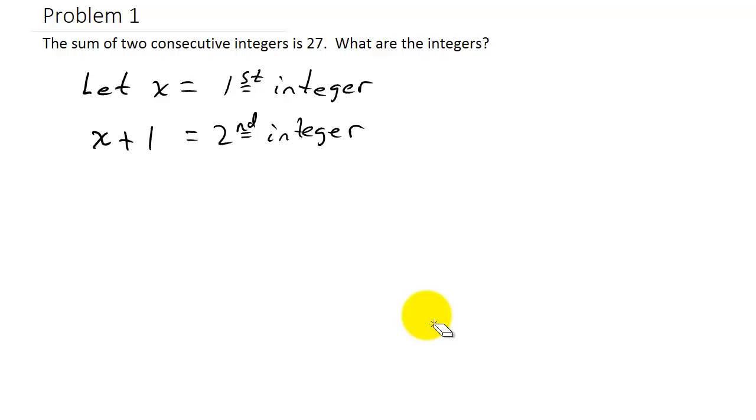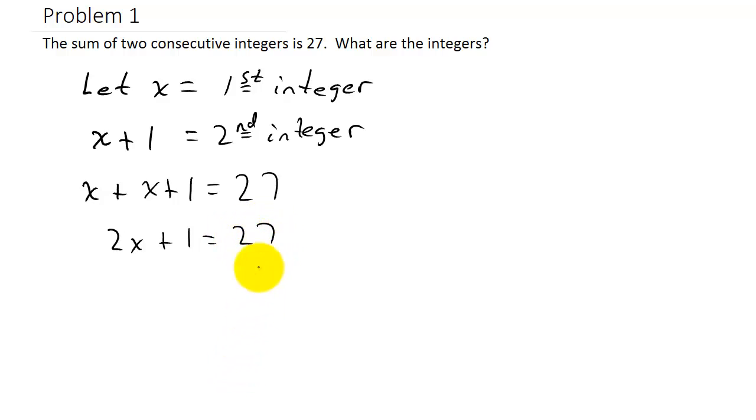So it says the sum of two consecutive integers is 27. So that means if I take this first integer plus the second integer and I add them up, let me change the color back. So if I take the first integer plus the second integer, then that should equal 27. And now all I do is I solve for x. So I've got x plus x is 2x, and then plus 1 equals 27.